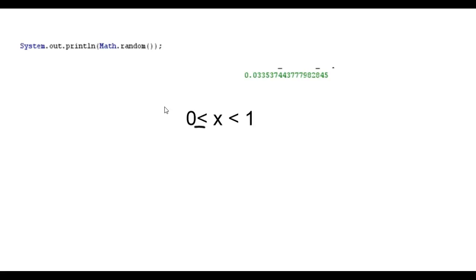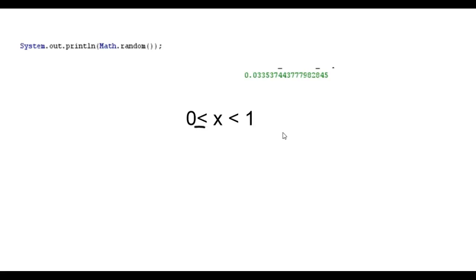So the next one, Math.random. At first, this is not going to seem like a very useful function, but it is extremely useful. It returns a value that is somewhere equal to 0, but less than 1. It will randomly, quote unquote, generate a value somewhere between 0 and 1, including 0, not including 1. It includes 0, does not include 1.